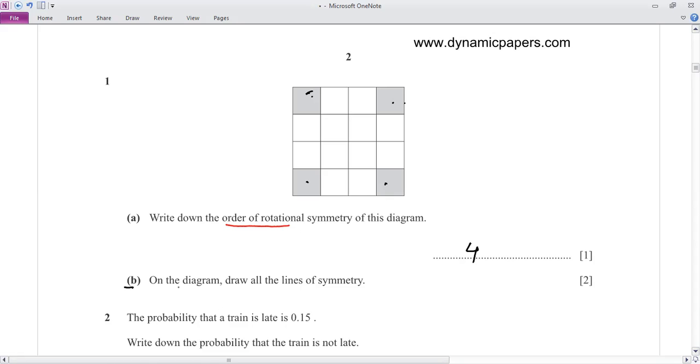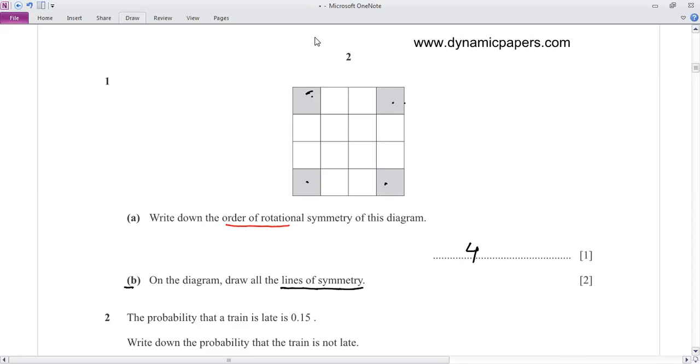And then part B is: on the diagram, draw all the lines of symmetry. Lines of symmetry you are doing from very basics, if you remember. How do we draw the line of symmetry? A line of symmetry is a line such that if you draw it and fold the shape on that line, the 2 sides of the shape will be exactly the same.